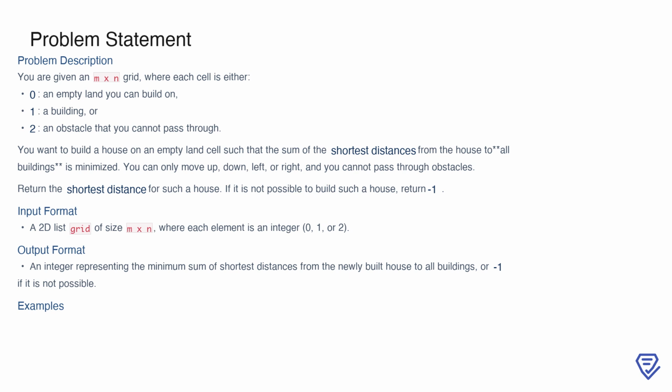Your task is to choose an empty land cell to build a house such that the sum of the shortest distances from the house to all buildings in the grid is minimized. You can only move in 4 directions: up, down, left, or right, and you cannot travel through cells marked as obstacles. If no empty land cell satisfies this condition, you should return -1. The input for this problem is the grid itself, and the output is an integer representing the minimum sum of shortest distances, or -1 if no valid solution exists.